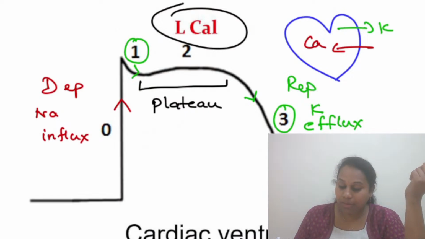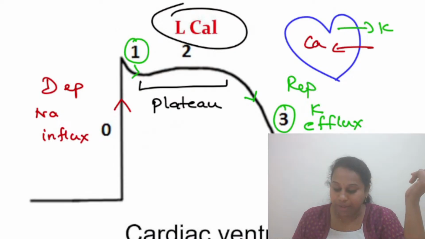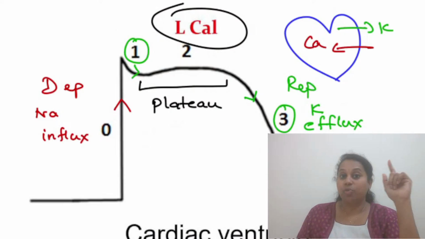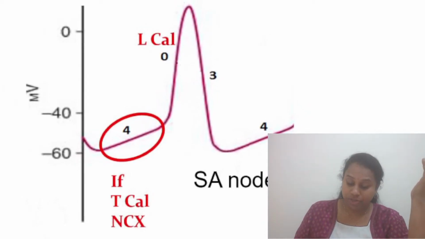And after that there is a complete repolarization and it reaches the RMP value. This is special about cardiac ventricle action potential. What about SA node, the pacemaker potential?